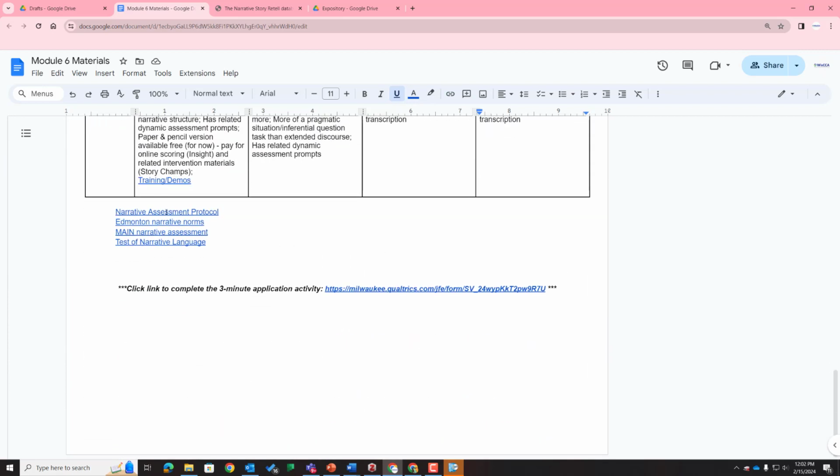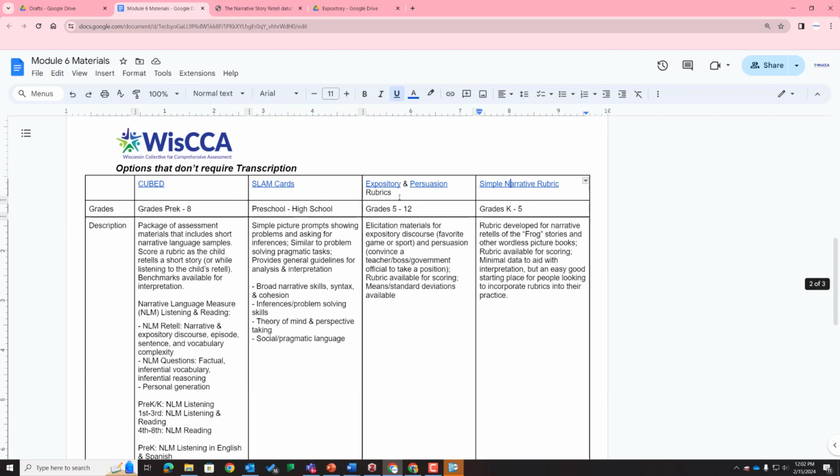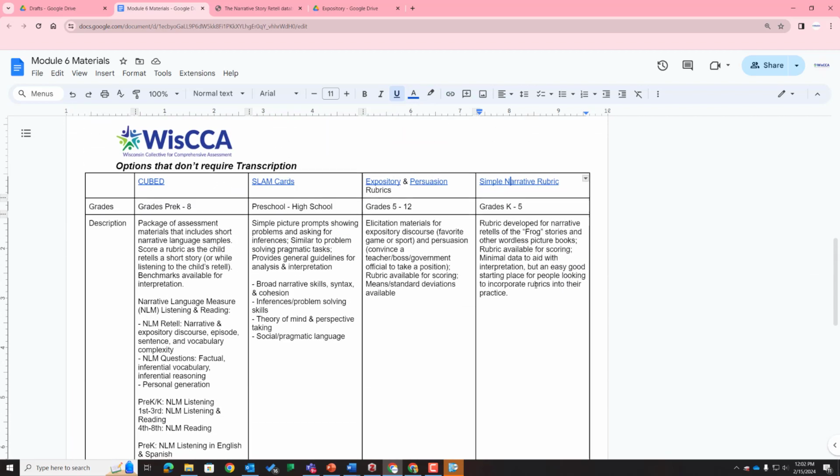Now we have some other materials here. You could go on and on and on. If you're familiar with any of these, absolutely go for them. Continue to use them in your practice. The narrative assessment protocol also is a rubric-based narrative task. There's the Edmonton narrative norms, the main narrative assessment. So there's these other rubric-based narrative assessments. And then you may also have access to the Test of Narrative Language, a norm-referenced language test. So take some time, look at these different options. You can look at some of the links and see what you think might be of interest to you.